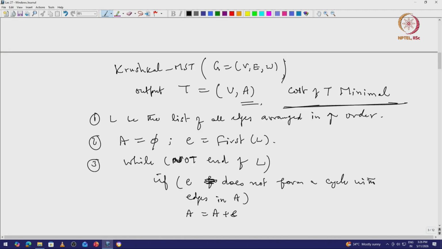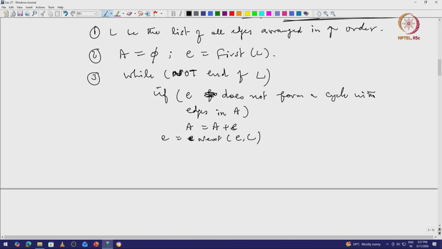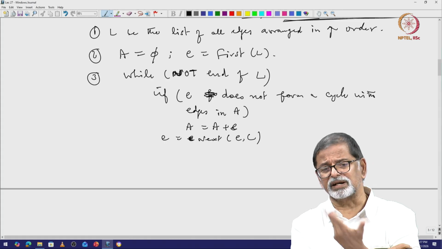The next step is E equal to next E in L. In that list, you might have got the first one, then go to the second box, then go to the third box. That is all. While not end of L, if E does not form a cycle with edges in A, then A equal to A plus E. So, you are selecting some edges and ignoring some edges.